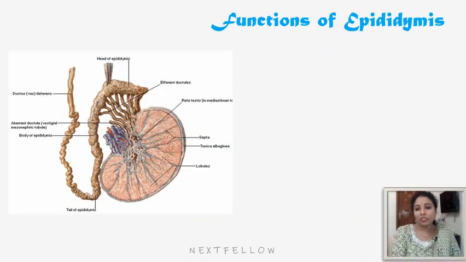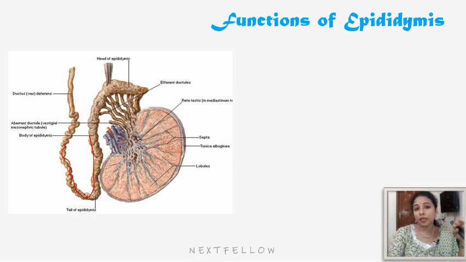So continuing with the functions of the epididymis, if you see the tail of the epididymis, it is quite muscular. The muscular coat contains three layers, that is inner longitudinal, middle circular and outer longitudinal layer of smooth muscles, and these layers contract to force the sperm from the tail of the epididymis to the ductus deferens. The process of movement from the epididymis to the ductus deferens is called sperm emission.